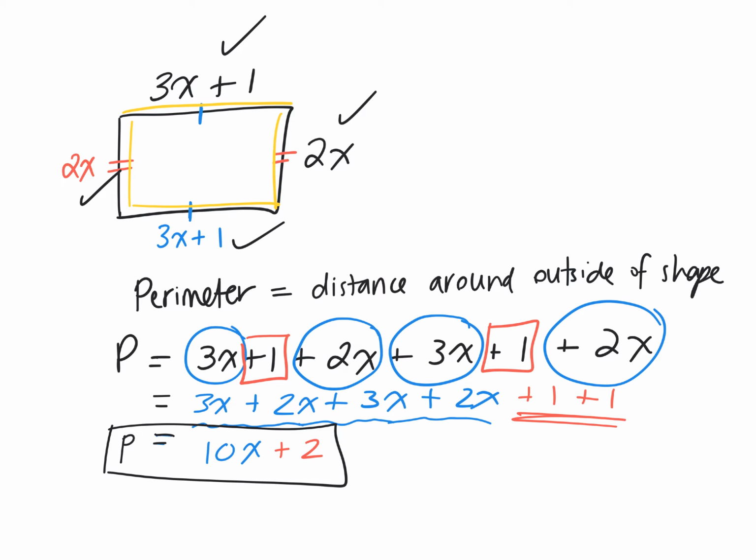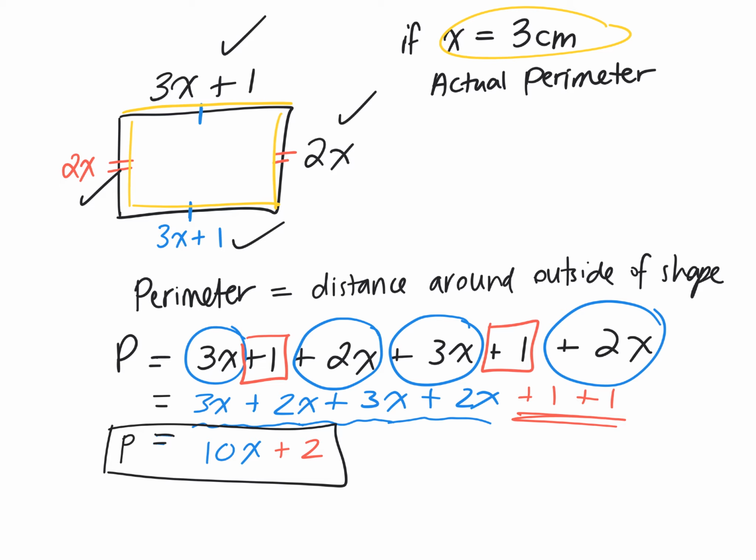If I say now, if x is equal to, let's make up a number, 3 centimeters, what is the actual perimeter? How would we calculate the actual perimeter if I tell you that x is equal to 3 centimeters? What would I do with that information? We are going to take this expression, I'll write it up here, and instead of writing x, we're going to substitute it. Good. With the 3.